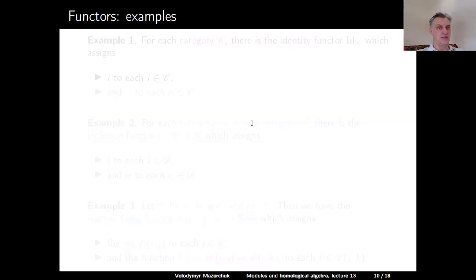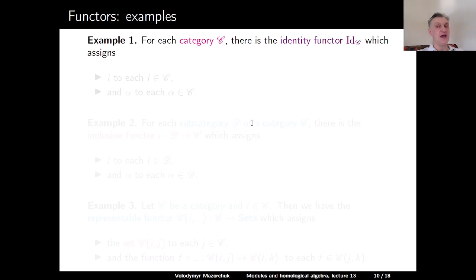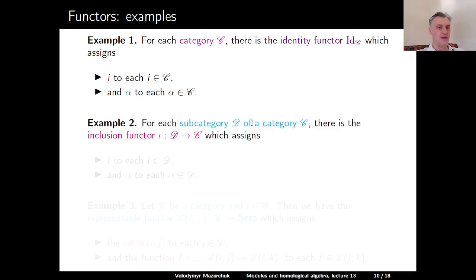Here are some examples. Example 1: for each category C, we have the identity functor id_C on C, which assigns to each object i in C this object i, and to each morphism alpha in C from i to j the same morphism alpha.